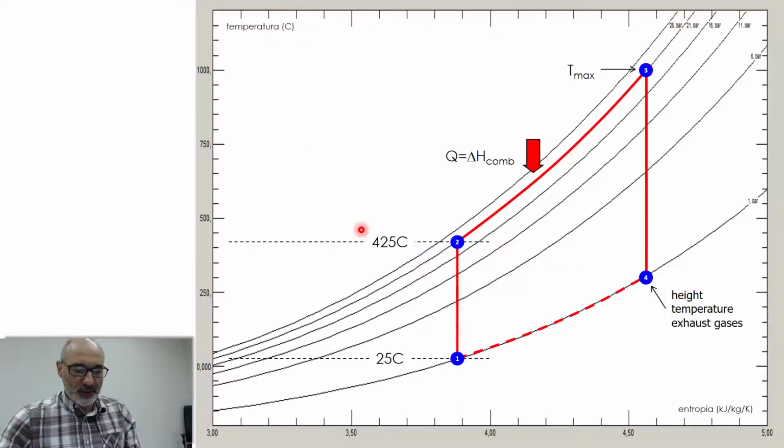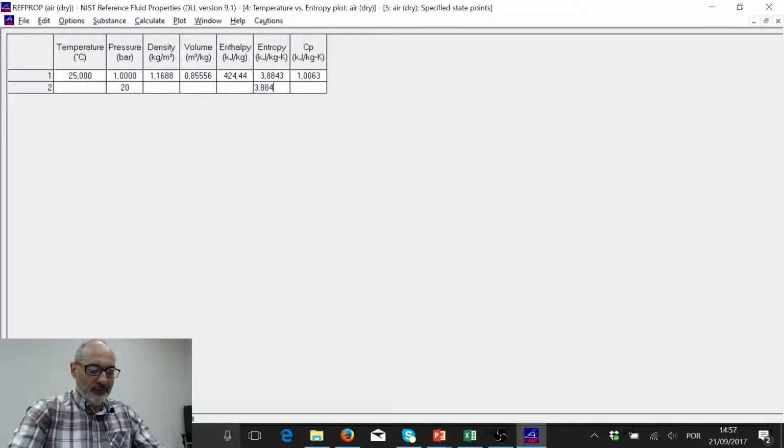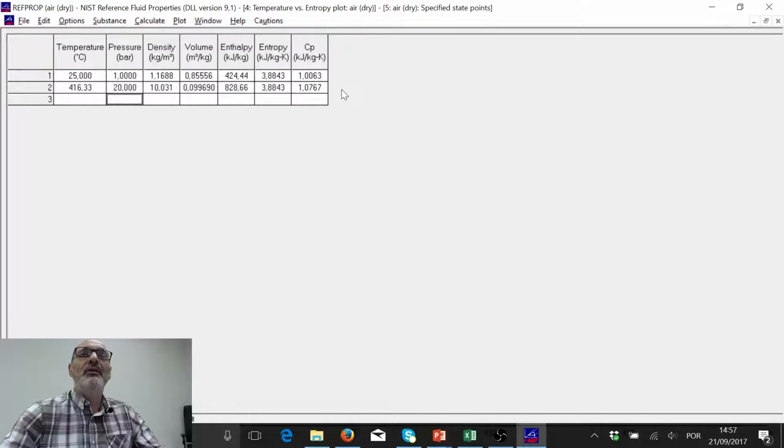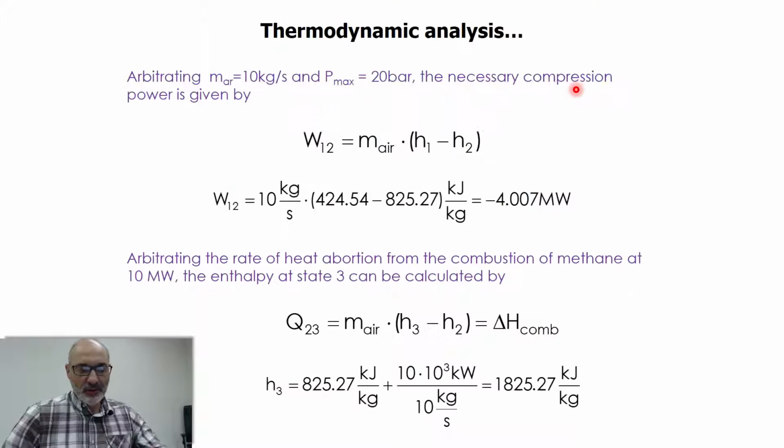Since the process between 1 and 2 is isentropic, this means that the entropy is the same. So I know the pressure is 20 bar, and the other GPS coordinate is the entropy, which is the same because the process is isentropic: 3.8843. Enter, and then you have all the remaining data. Then we're going to absorb heat until the air reaches the maximum temperature.